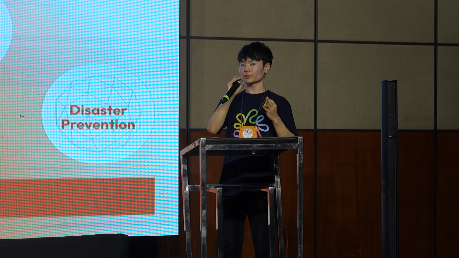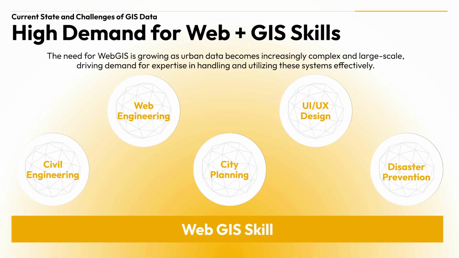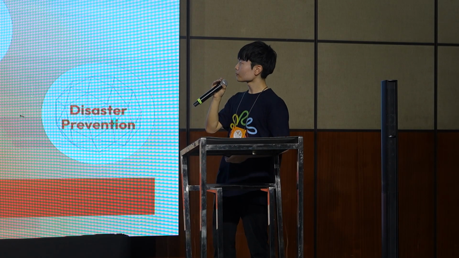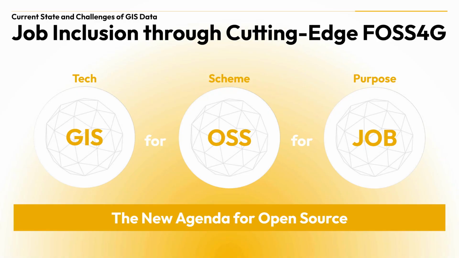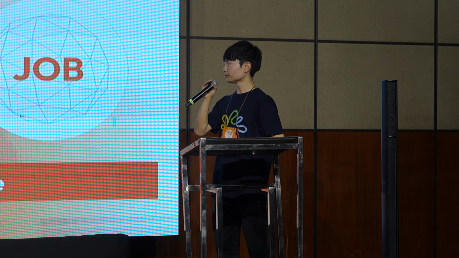Our activity as the React team and making our product open source made many use cases. So the product can be used for civil engineering or web engineering, city planning, and the product requires many of these skills. And our activity has the technology of GIS and also the scheme as open source, and our purpose is also that we can make jobs for people.